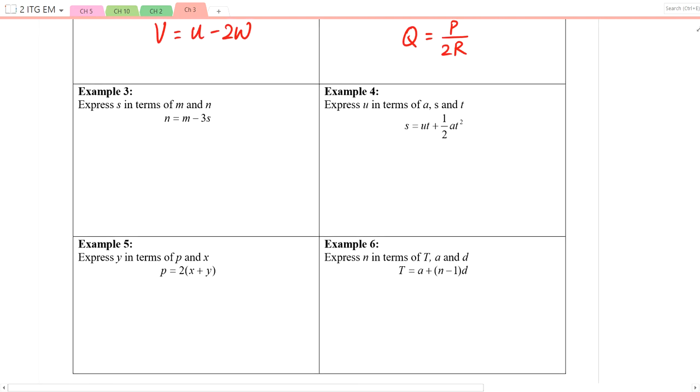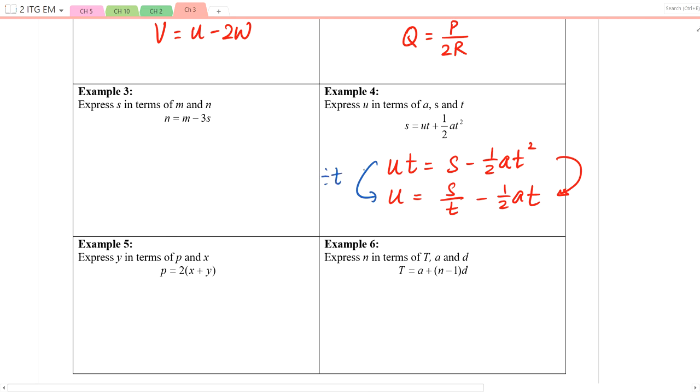Let me do example 4 for you. Make U the subject. Ut equals S minus half AT squared. So U must equal S over T minus half AT. What I've done over here is to divide both sides by T.